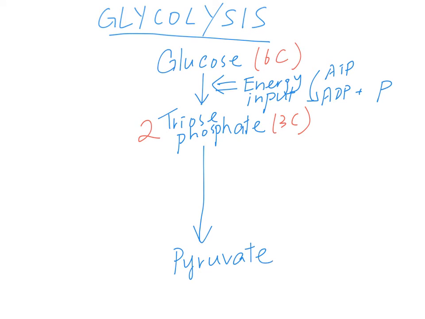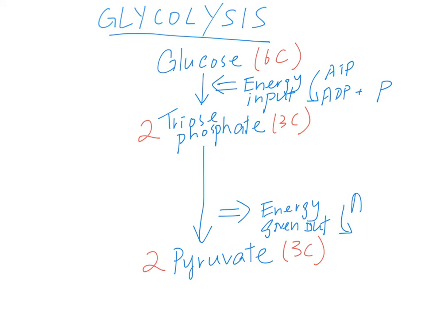The triose phosphate would then turn into pyruvate. Pyruvate is also a 3C compound. When triose phosphate is broken down into pyruvate, energy will be released. So here, the energy given out in this reaction would be used by the cell to combine ADP and phosphate into ATP.